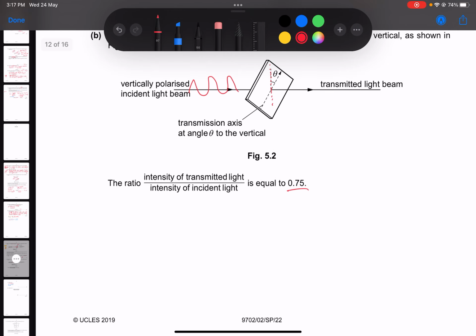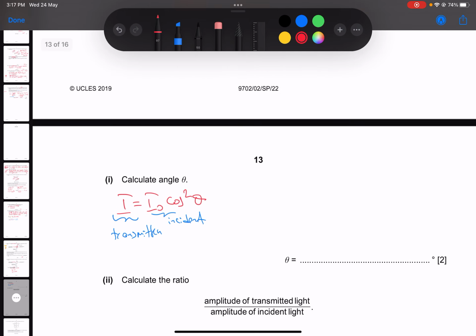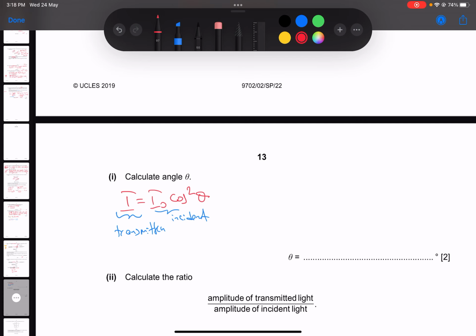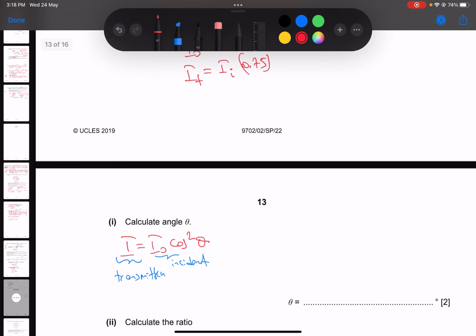So let's go back here. This ratio is given to us. It says the intensity of transmitted over incident, so I over I0 equals 0.75. So our I transmitted, and I incident, times 0.75. All right, let's go back and put it there. Everything we know. So this is I transmitted, and this is I0, I incident.